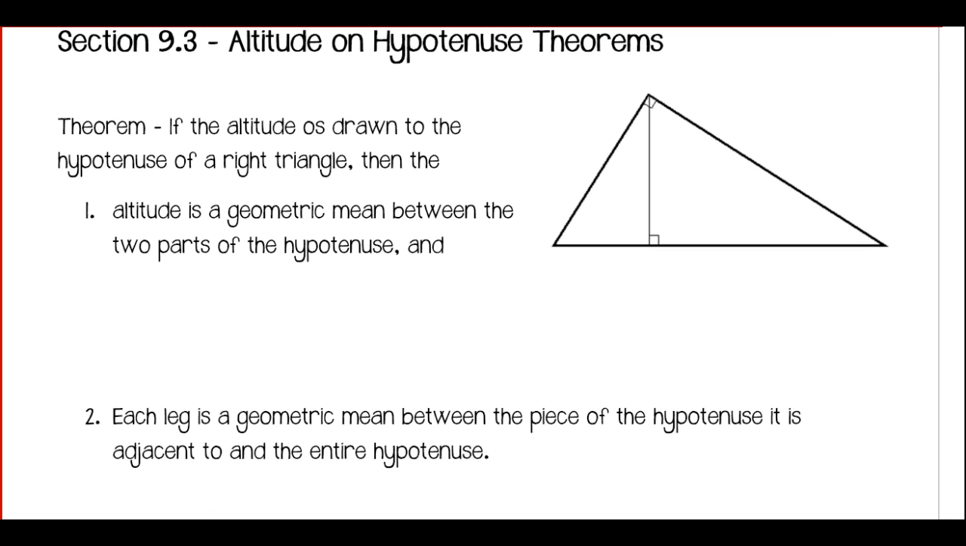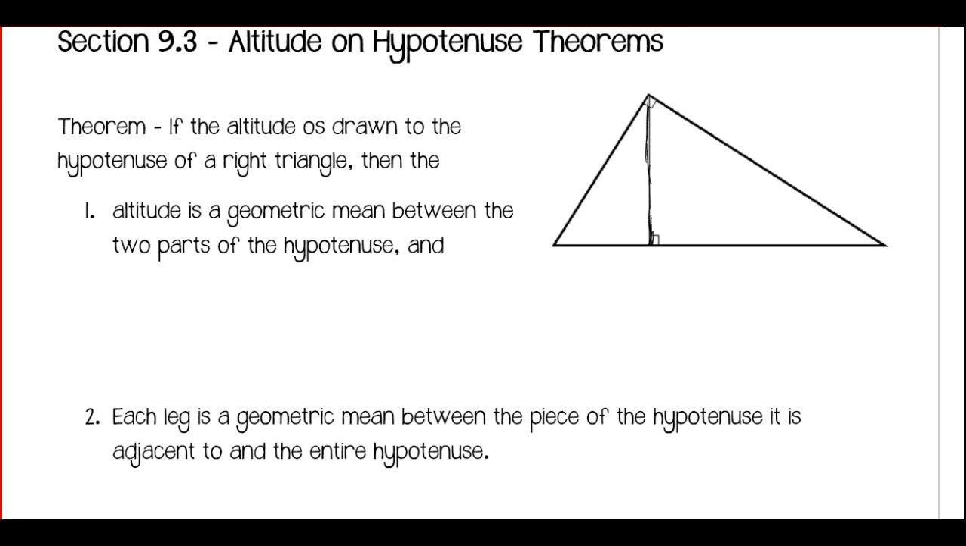So we're looking at a right triangle, and we're going to draw the altitude to the hypotenuse. So I've got the altitude here drawn to the hypotenuse. And when we do this, we form a bunch of geometric means. Remember, geometric mean and mean proportional are the same thing.